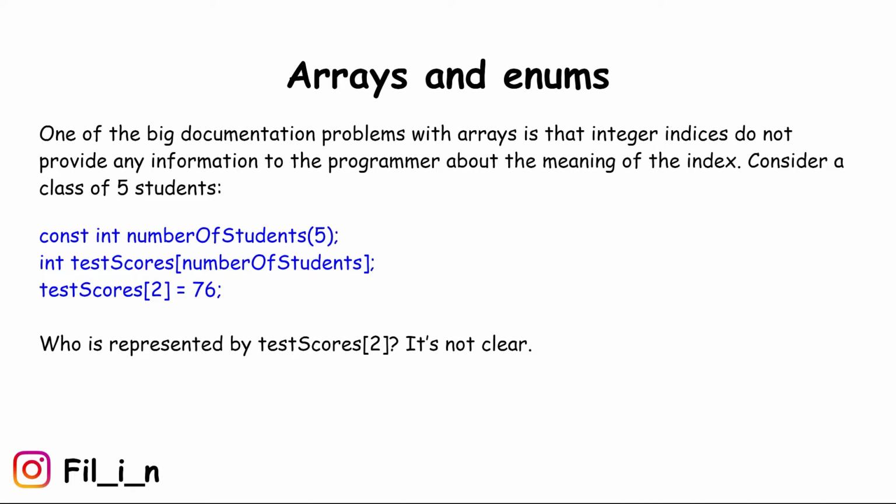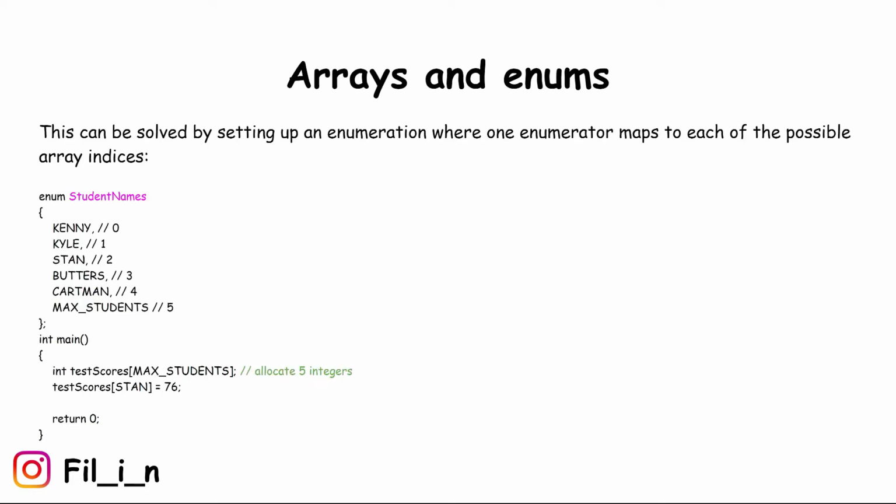Consider a class of 5 students. const int numberOfStudents = 5; int testScores[numberOfStudents]; testScores[2] = 76; Who is represented by testScores[2]? It's not clear. This can be solved by setting up an enumeration where one enumerator maps to each of the possible array indices.